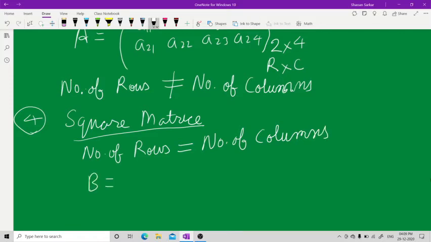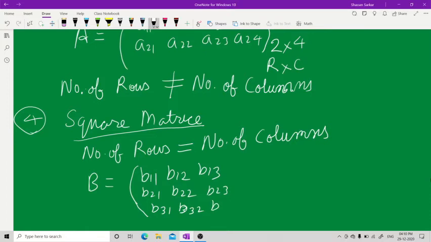Take an example. B11, since the starting letter is B. This is B11. This is B12, B13, B21, B22, B23, B31, B32, and B33. Here the order is 3 cross 3. This is the way you write a square matrix.